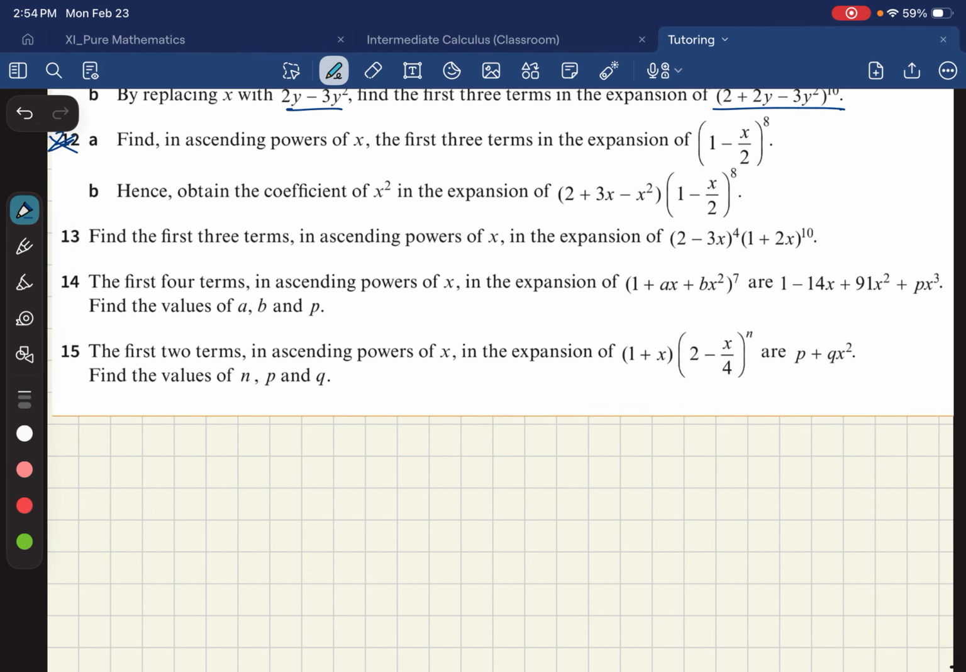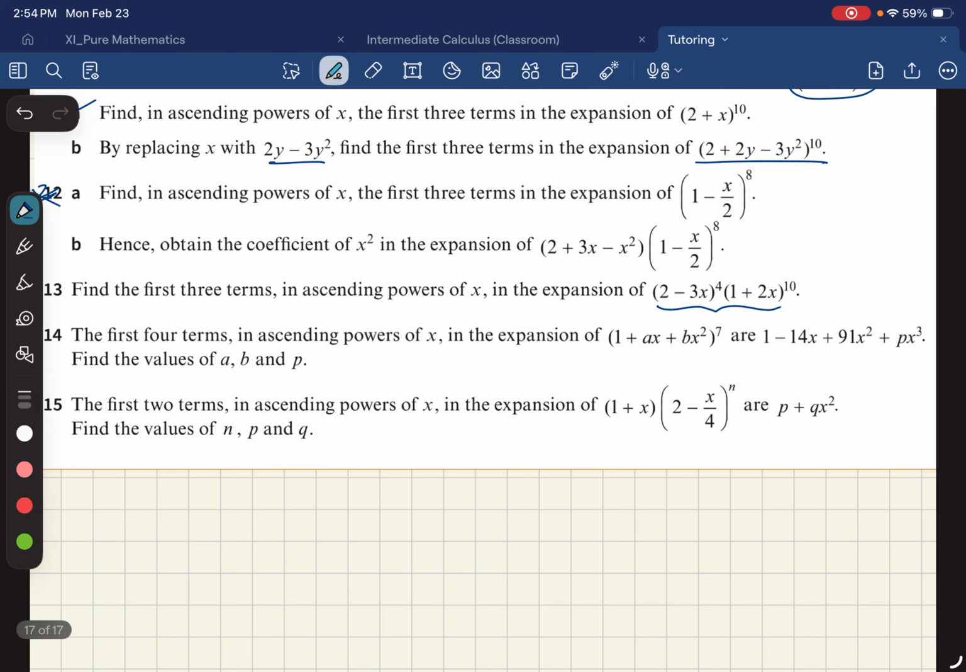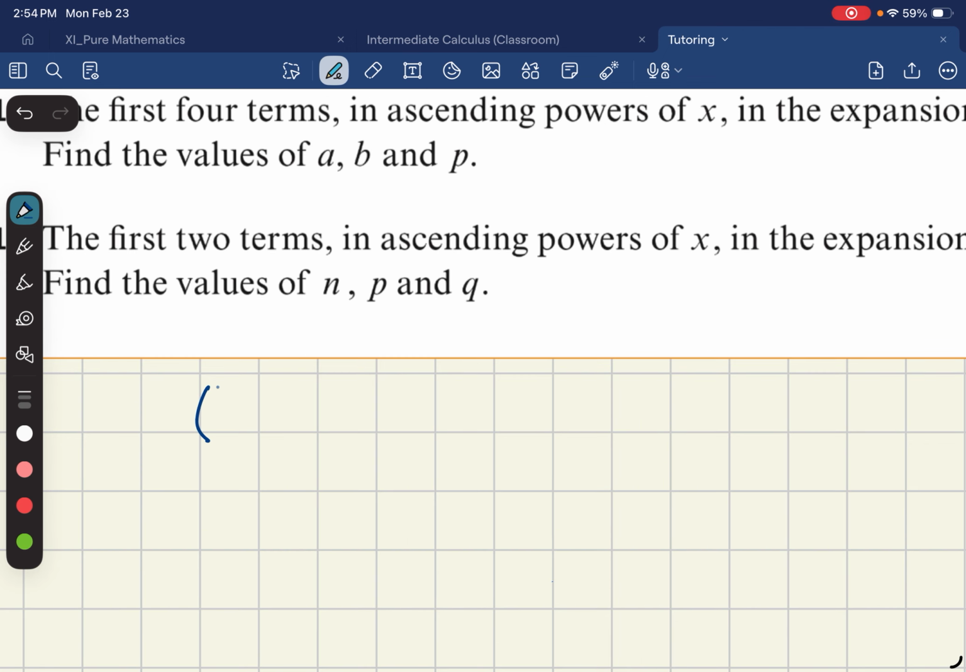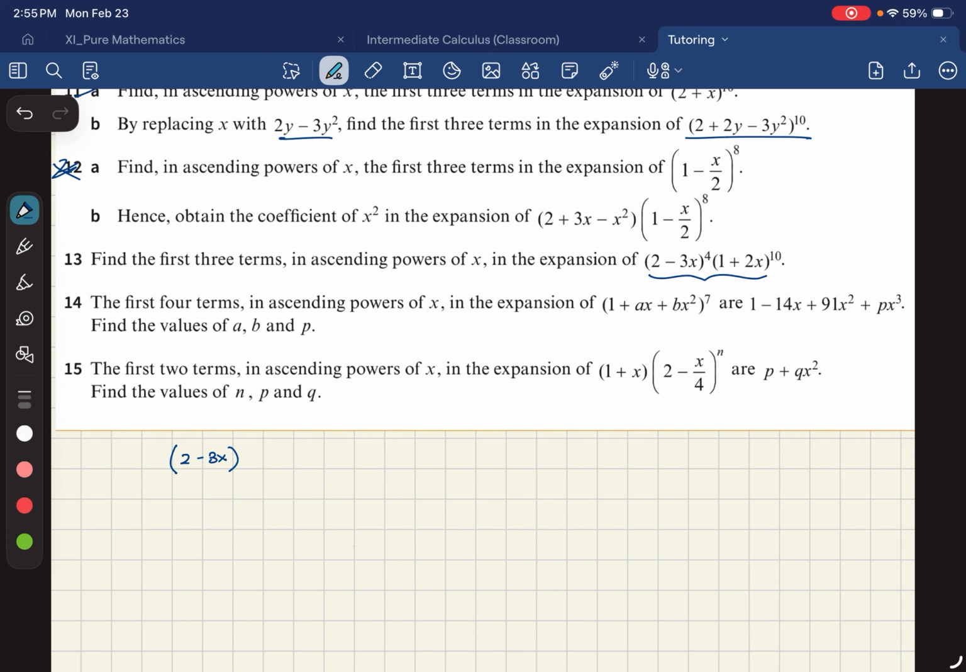So now 13 is a bit more complicated. It says, to find the first 3 terms in ascending powers of x in the expansion of this. So what we want to do is we want to binomially expand both terms. So I have 2 minus 3x to the power 4. Because I only need the first 3 terms, the first 3 terms is going to involve x to the power 0, x to the power 1, and x to the power 2, right?